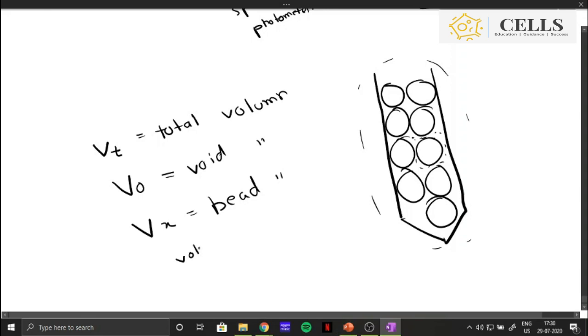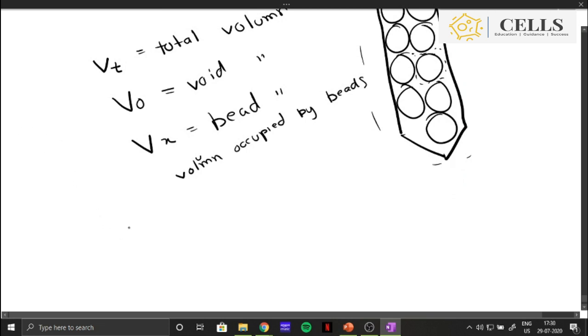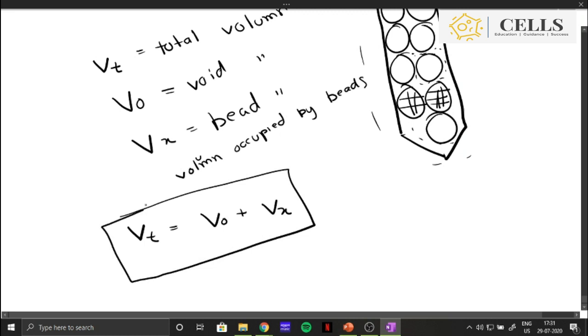that is the volume occupied by beads there. So just for your knowledge, the mathematical formula is Vt is equal to V0 plus Vx. Total volume is equal to void volume plus volume occupied by the beads. This is clearly shown here. This is the volume occupied by the beads. So if you add this volume with the free spaces, you get the total volume. This is just a mathematical formula of it.